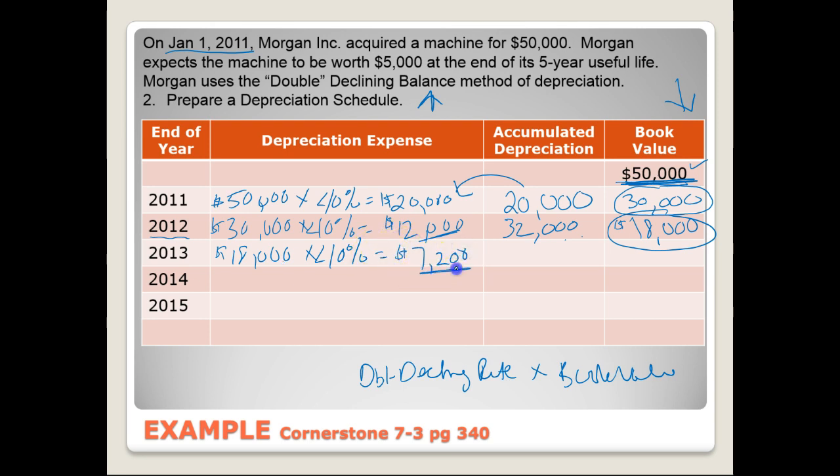Now notice, we're finally having a depreciation expense amount that is less than what the straight line method would have given us. Remember, straight line method gave us a single amount, the same amount per year. Double declining balance, I have a different amount of depreciation expense per year. So $7,200 is an additional amount to add to accumulated depreciation, so there's now total accumulated depreciation of $39,200. $50,000 minus $39,200 gets me $10,800. Now let's see how we do 2014 and 2015.